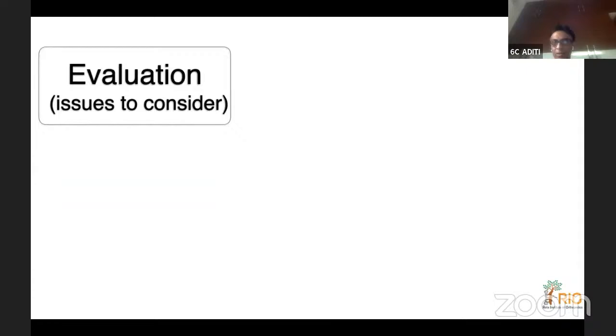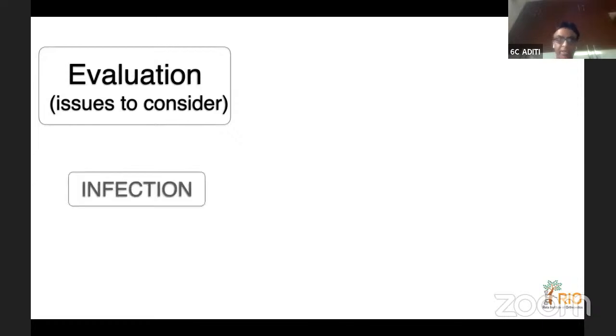So what are the issues that you need to consider, how to evaluate your patients before undertaking these massive corrections? First thing is to rule out infection, because if you have an infection compounding the problem, then it's a completely different ballgame altogether. So you need to make sure it is not infected.